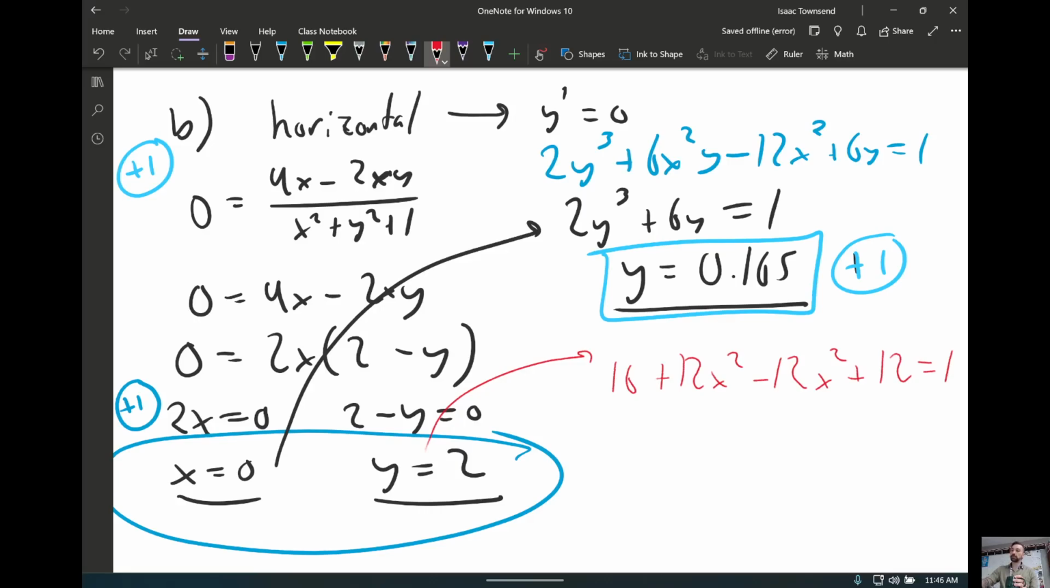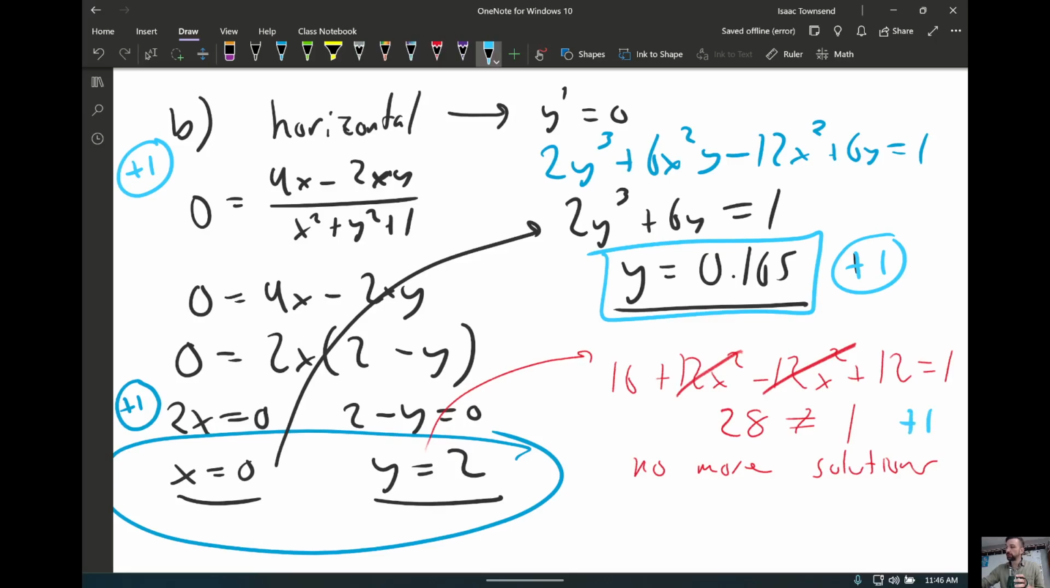And what happens when we combine like terms here? What cancels? Okay, the x squareds cancel, and you get a statement like 28 equals 1. What does that mean? Right, so this one gives no more solutions. 28 can't equal 1. If all your variables go away, then if it leaves a true statement, it means it's always true. If it leaves an untrue statement, it's always false.